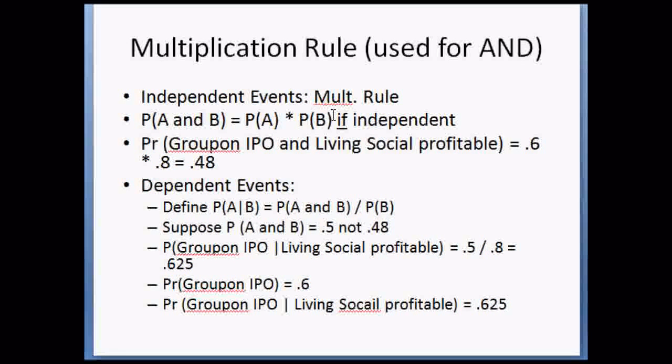In terms of things not independent, let's think about the probability of Groupon going public and Living Social, a competitor, being profitable this year. If they were independent, we would say 0.6 chance of Groupon, 0.8 Living Social being profitable. You get 0.48.